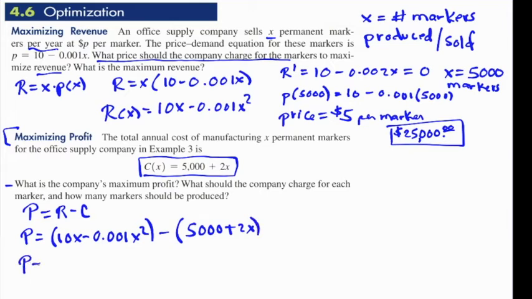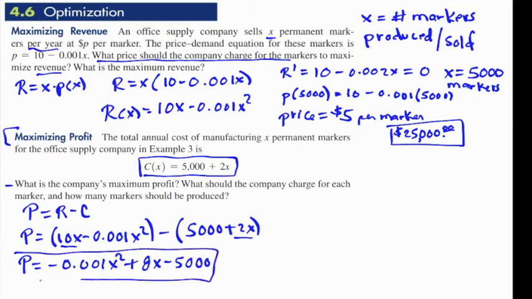The profit function can be written as negative 0.001x squared. I can combine the 10x with the minus of the 2x, so that leaves us with 8x, and then subtract the 5,000. And we have expressed our profit function as a polynomial in standard form. Now, I'm going to reread the problem. It says, what is the company's max profit? What should the company charge for each marker?